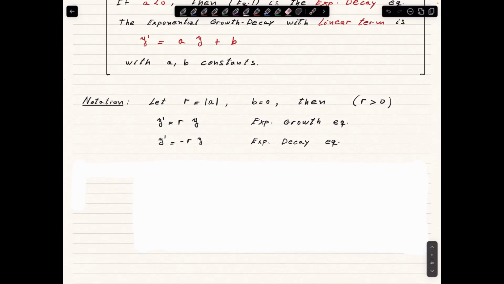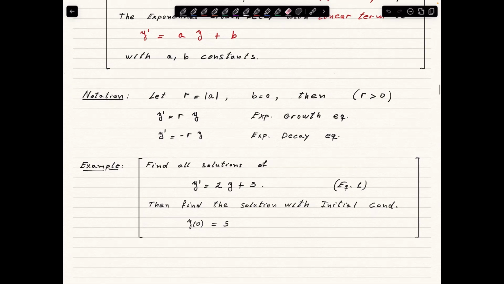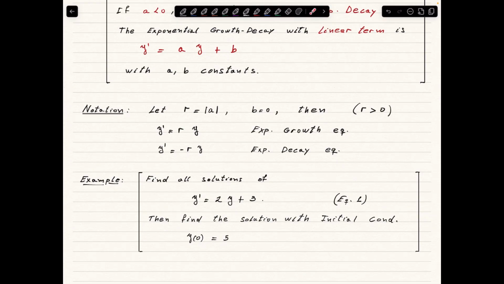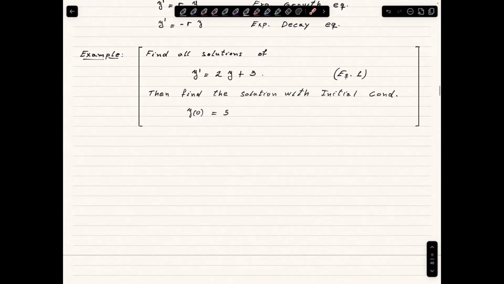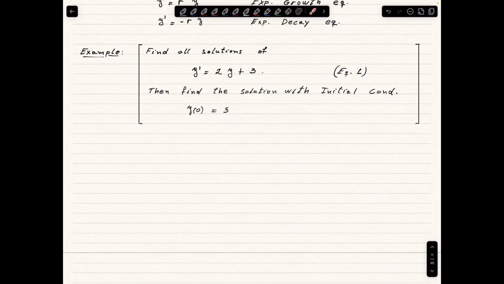To see how we solve these equations, instead of working with the most general exponential growth decay with linear term equation with A and B, let's fix A to be 2, B to be 3. And let's find all the solutions to this equation, and later on find the solution of this equation with this initial condition. What we're going to do is use everything we know about separable equations to solve this equation.